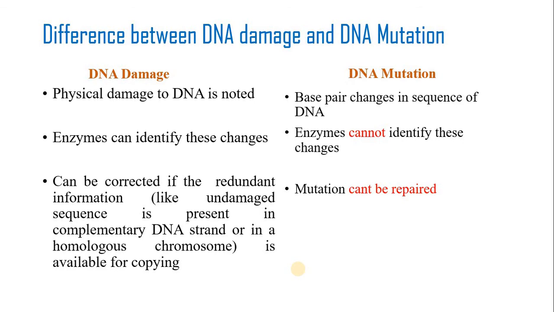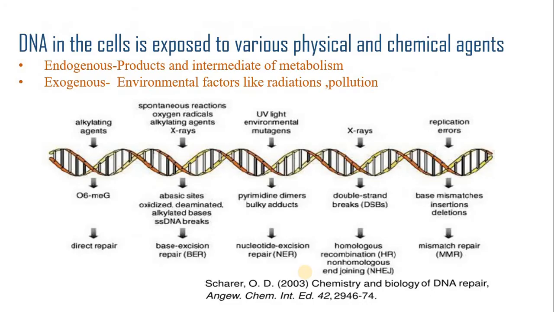Now let us see what is the basic difference between DNA damage and DNA mutation. DNA damage is a physical entity wherein the strand of DNA can be broken, and when this occurs, it can be identified by certain enzymes which are present in the nucleus. Because the enzymes are able to identify such damage, it can be corrected, and therefore such damage is prevented in nature itself. Whereas when we talk about DNA mutation, there could be base pair changes, and these changes are so minute that the enzymes cannot identify them, and hence mutations are irreparable.